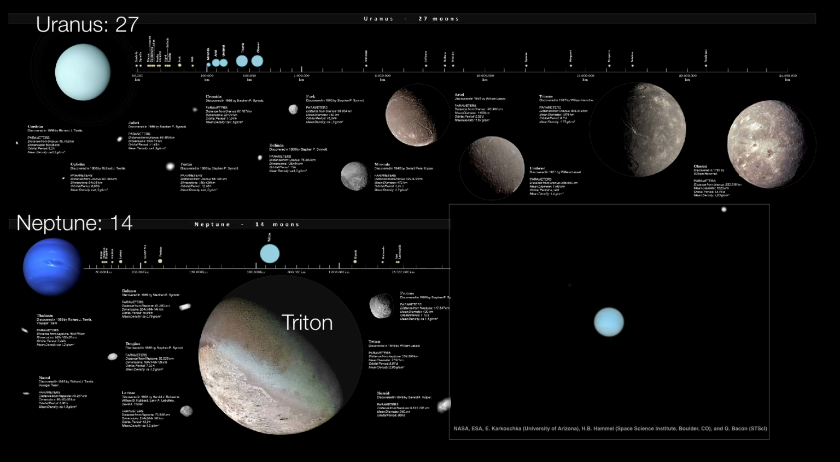So this is an example of an object that was formed elsewhere, probably in the outer solar system, well past the orbit of Neptune, and was later captured into a new orbit around Neptune at some point in the past.